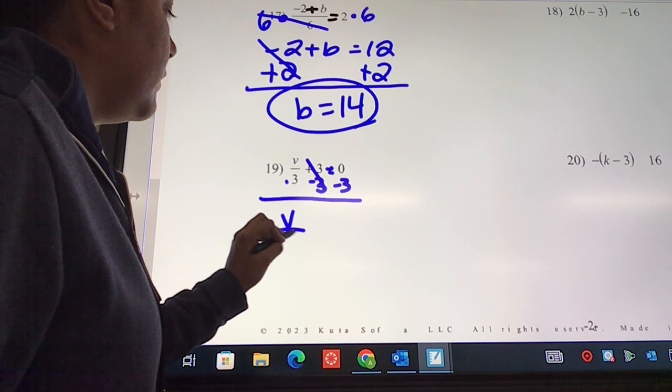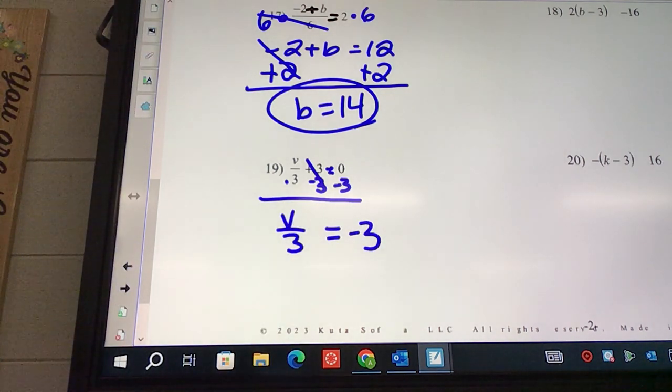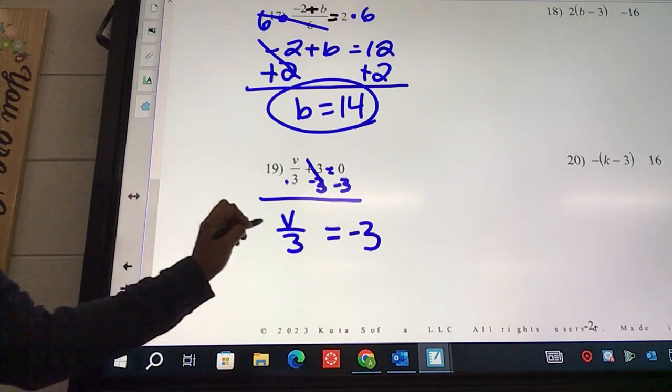So I got b over 3 equals negative 3. Then what? How do I get rid of that 3 on the bottom? Multiply by 3.